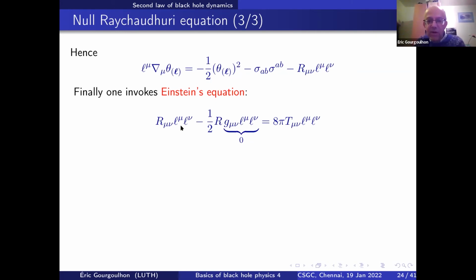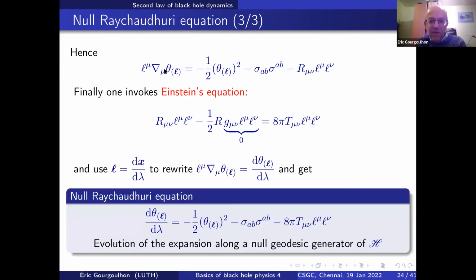If I contract Einstein's equations twice with L, then this term is zero because L is a null vector. So I can replace this R mu nu L mu L nu by 8 pi times T mu nu L mu L nu. This derivative of the scalar theta along L is nothing but the derivative with respect to the affine parameter lambda associated to L. So we may rewrite this as a derivative.